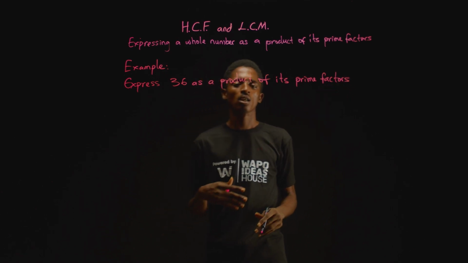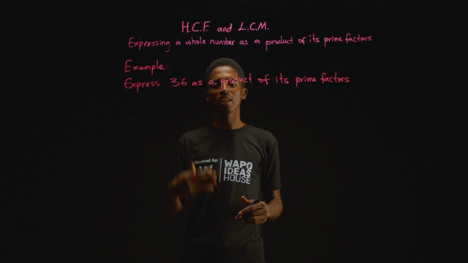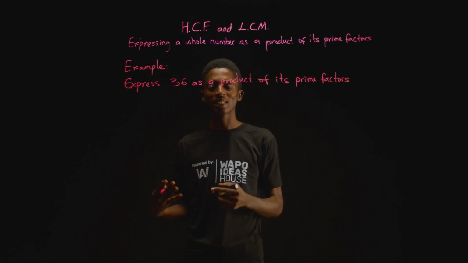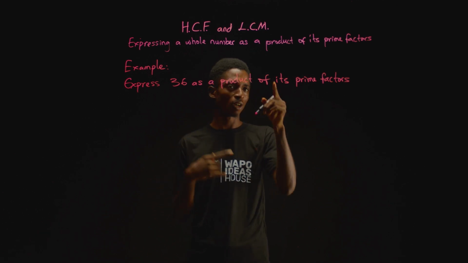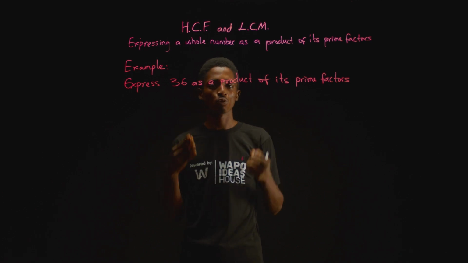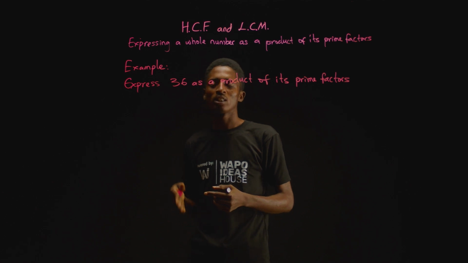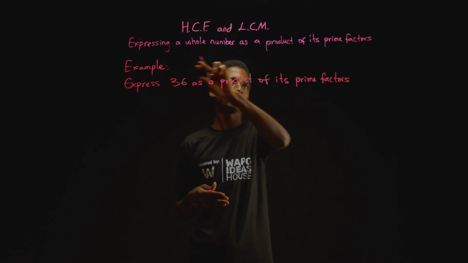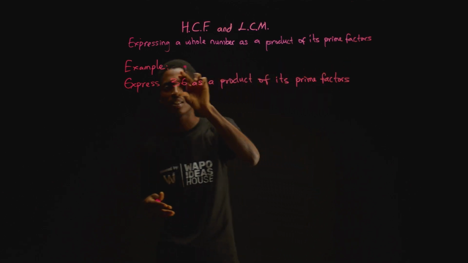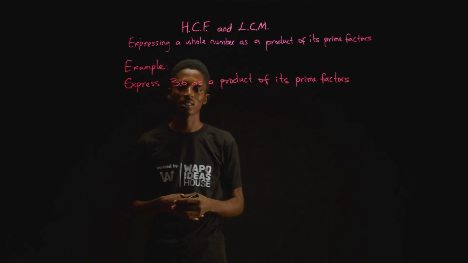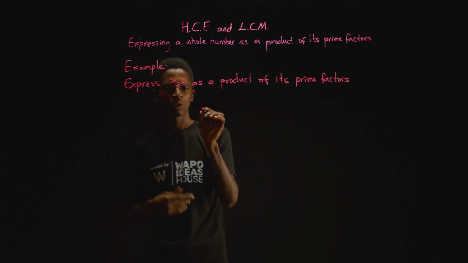To do this, we continuously check prime numbers that can divide the number 36 until we get to 1. And then we write out the product of all these prime factors, and that is how we express the number 36 as a product of its prime factors. So let's see how it's done.